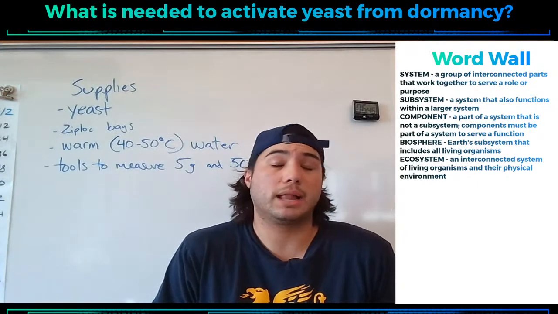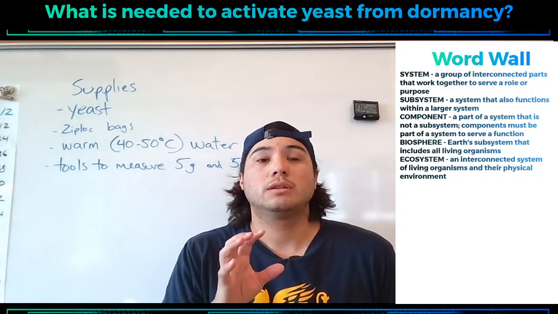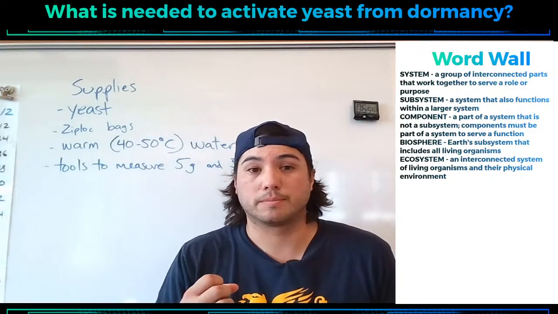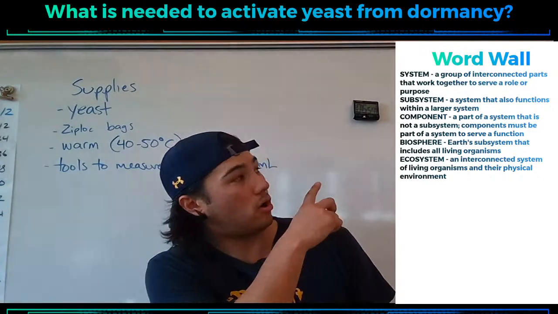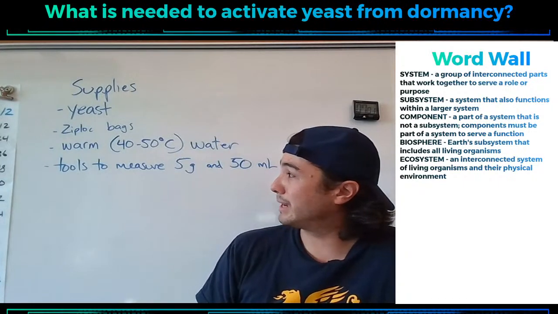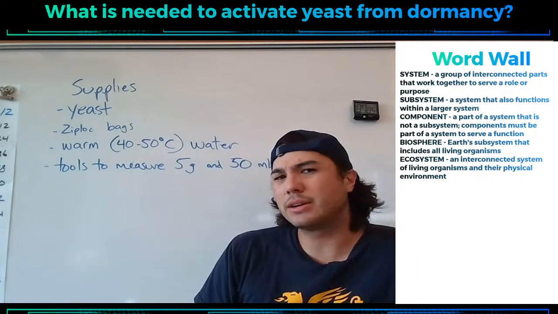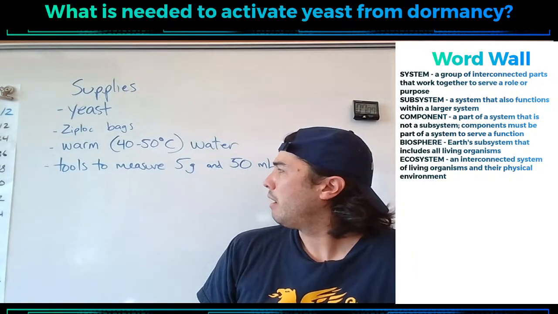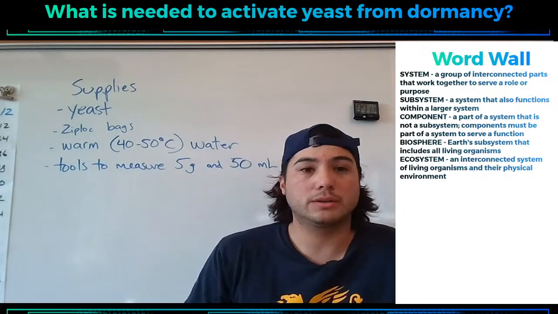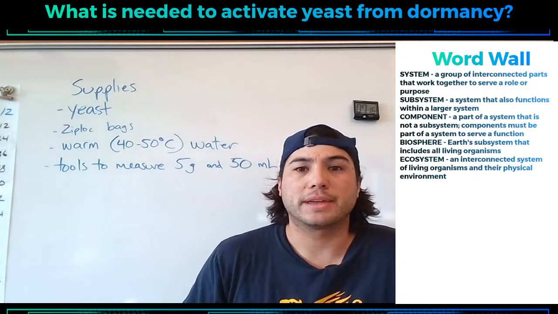As you can see, there's a supply list behind me. Now, you do not have to do this investigation in person if you have all of these things at home. Yeast, Ziploc bags to hold your stuff in, warm 40 to 50 degrees Celsius water, some measurement tools to measure 5 grams and 50 milliliters, and also some sort of bowl or big mug or something to hold your samples in.